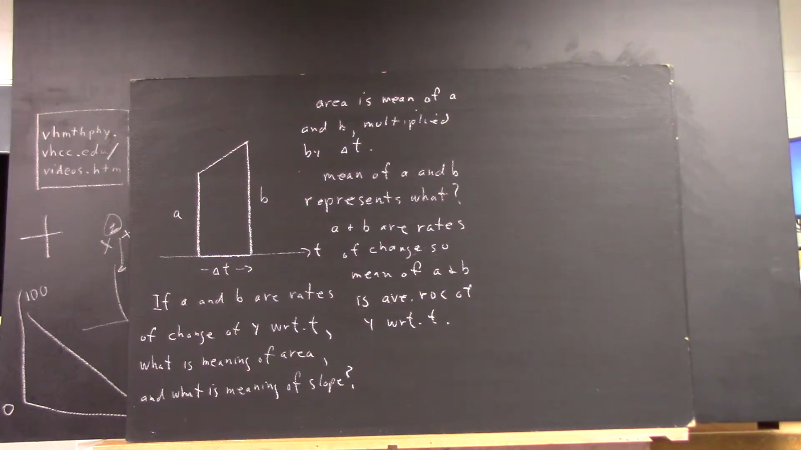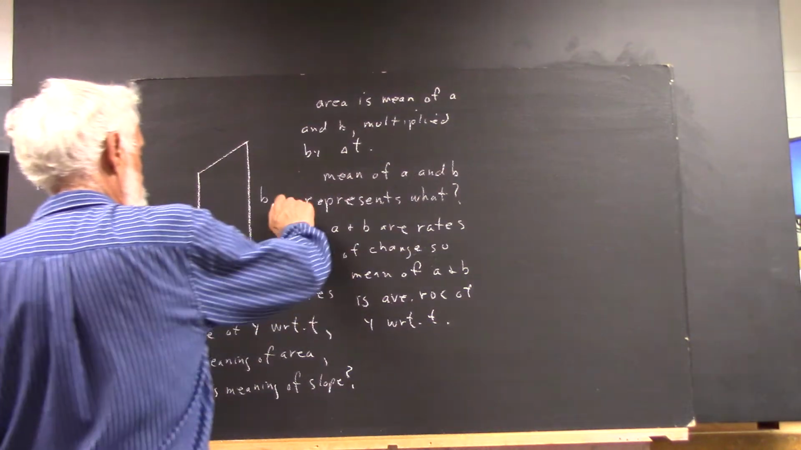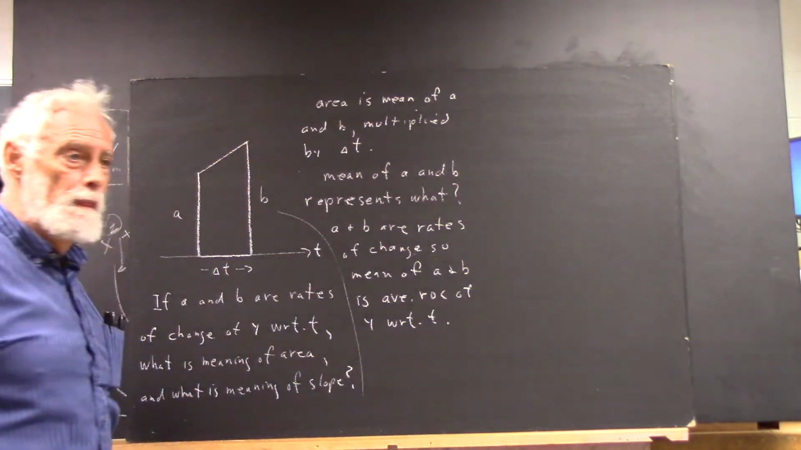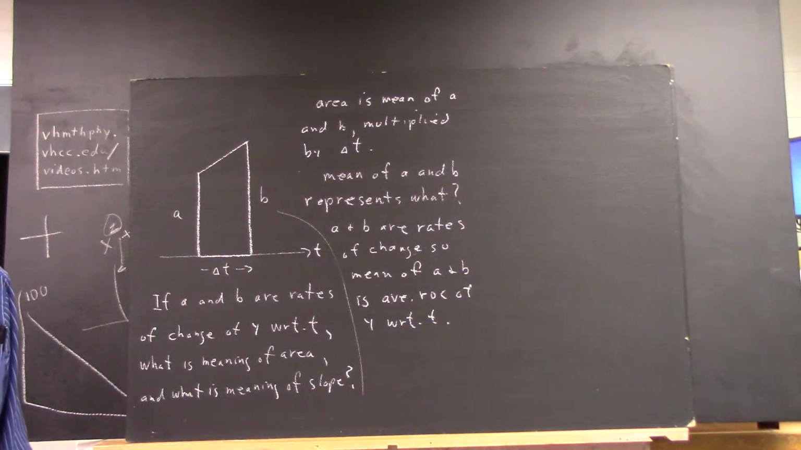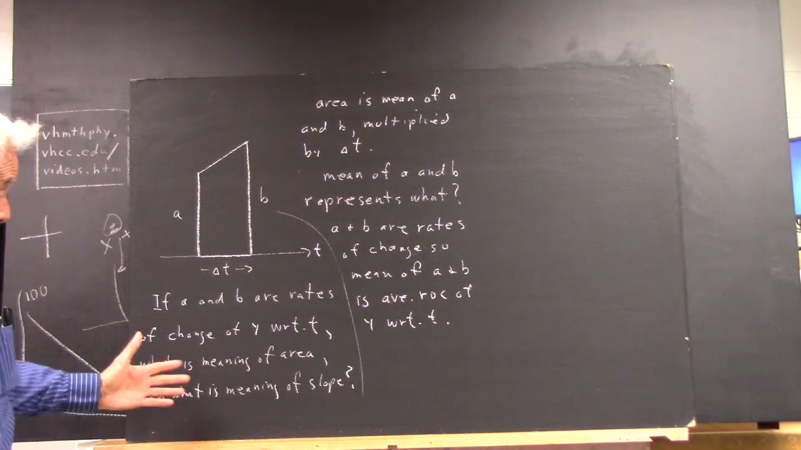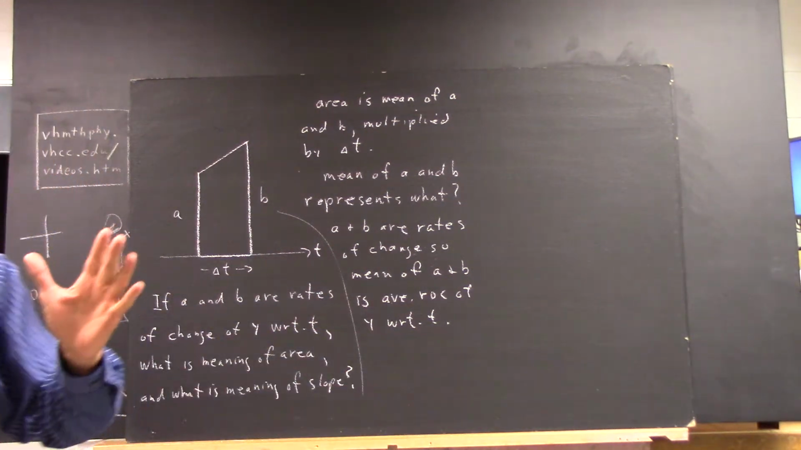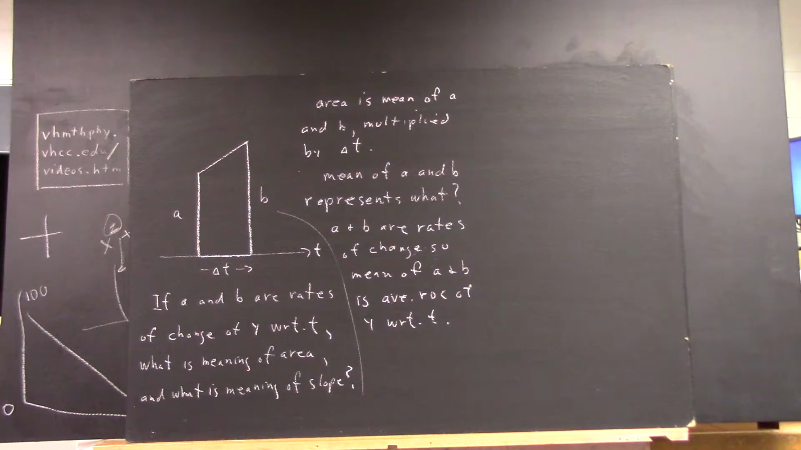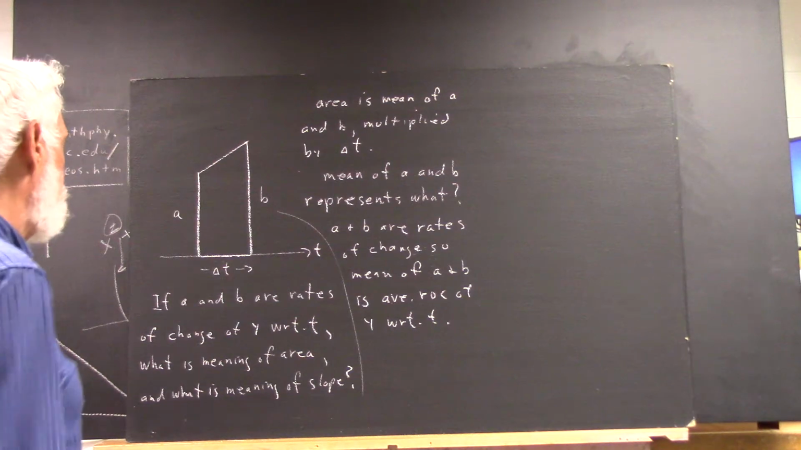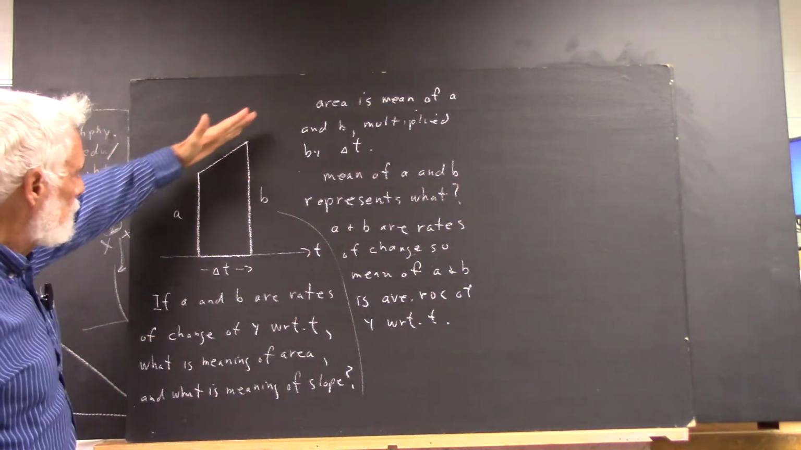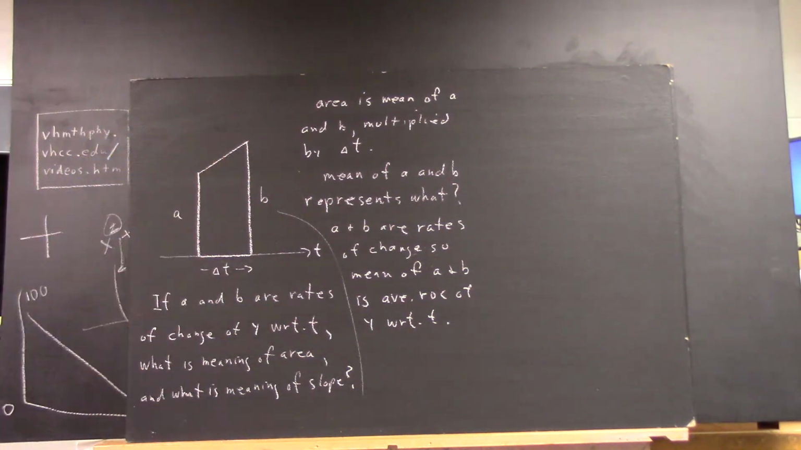Okay? So, that's a fairly straightforward idea. Everybody understand it? If A and B are your rates of change, the mean of A and B is your average rate of change, right? Yep. Now there's a little asterisk with that. That's provided you have a straight line here, but we do have a straight line here because this is a trapezoid, right?